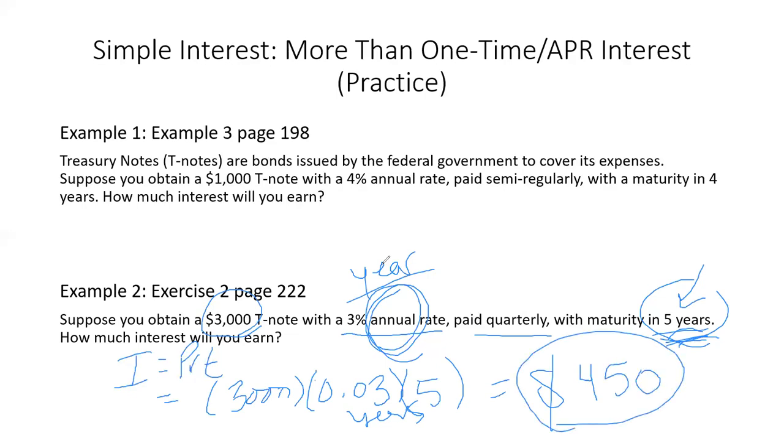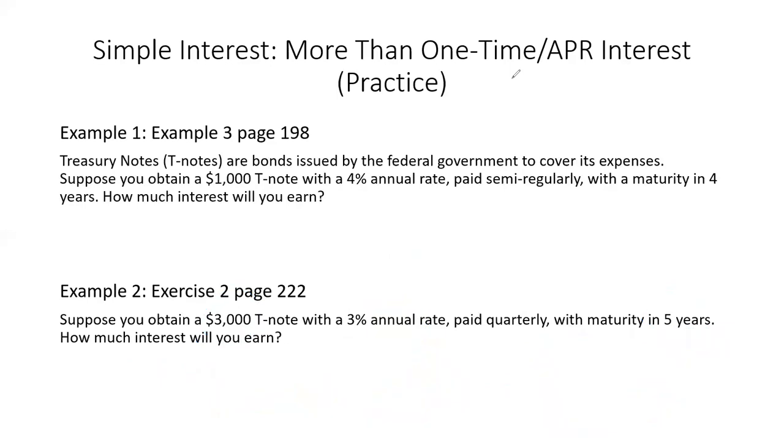I'll give you a second to write that down if you are, and then I'm going to move on to another way to work this problem out. Okay, so let's work this out another way. Let's say that we're doing the 3% paid quarterly, and then we have 5 years. If it's paid quarterly, it's going to be paid 4 times a year.